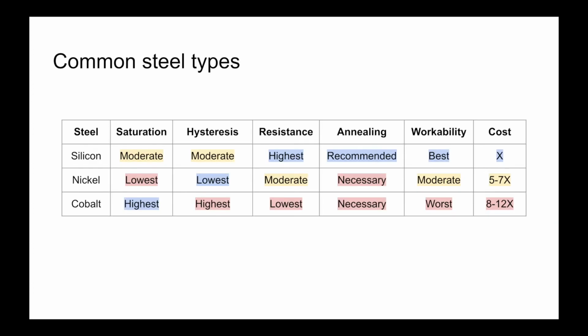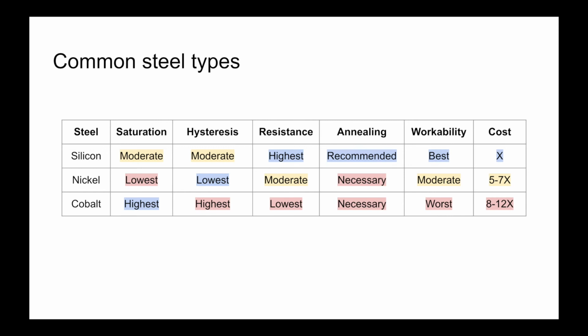Here is a comparison of the three main electrical steel types. In general, the silicon steels have the worst magnetic performance, but are the easiest to work with and can be the most cost-effective type. Nickel is a bit more expensive and is normally used when hysteresis losses need to be minimized and saturation is not as much of a concern.